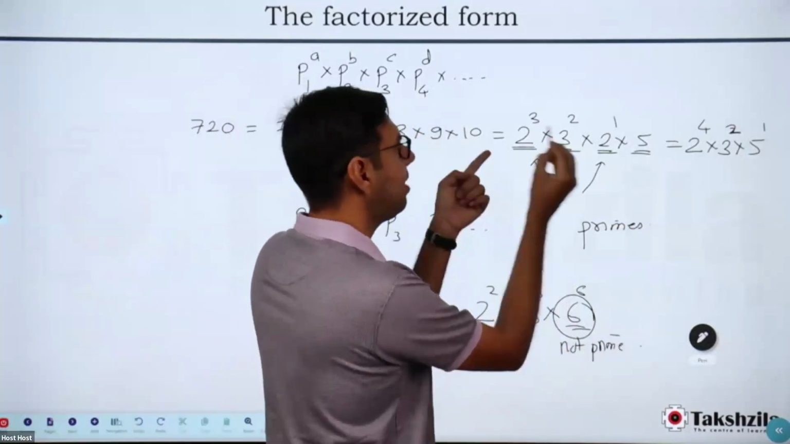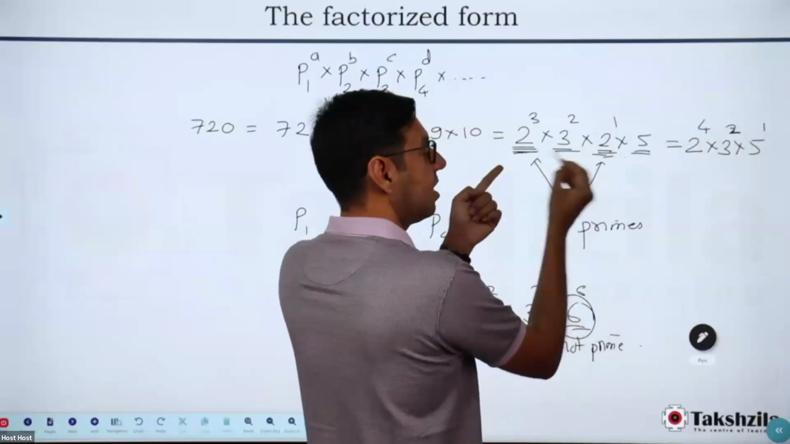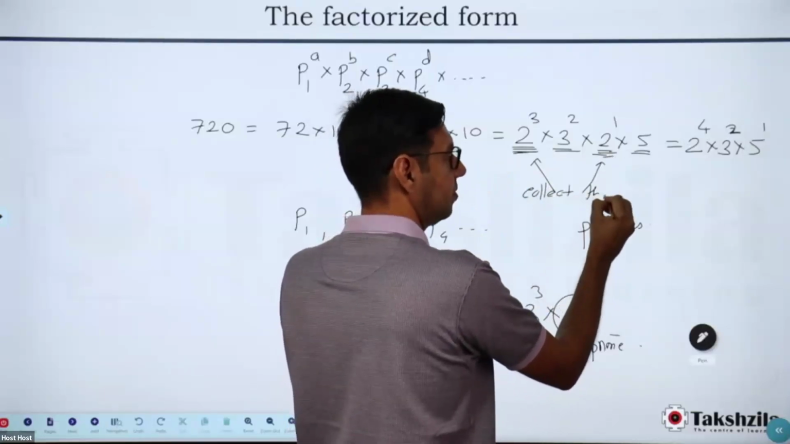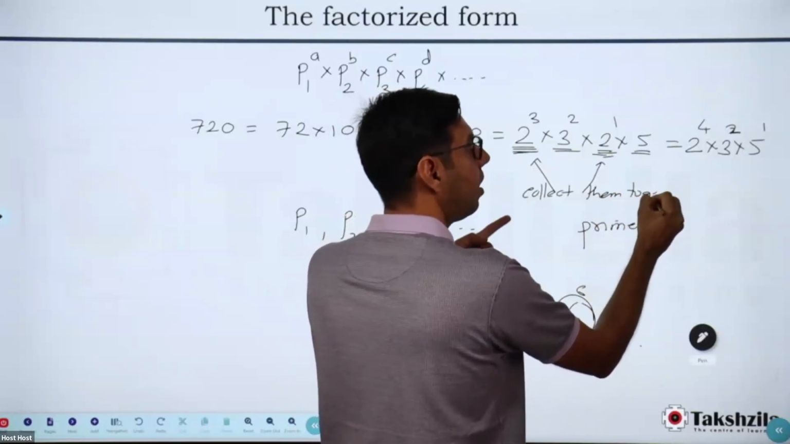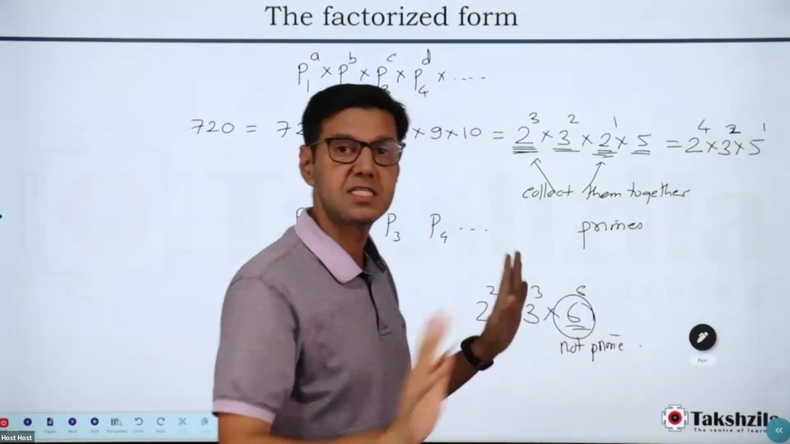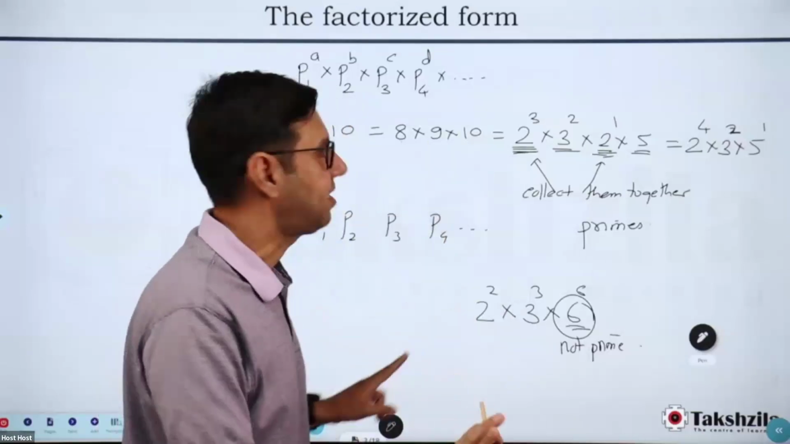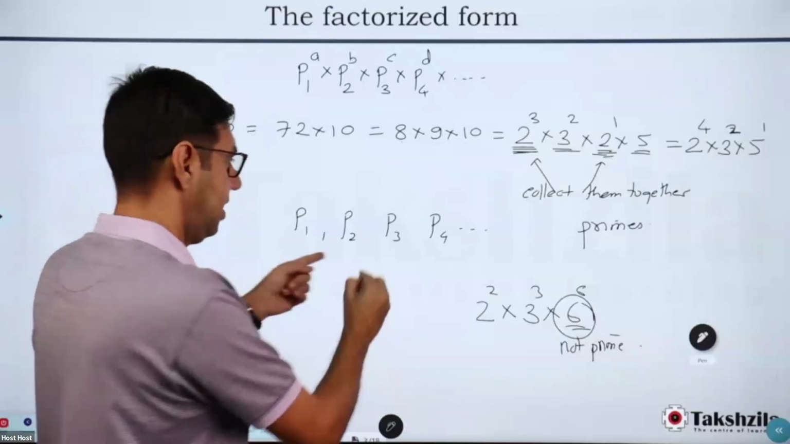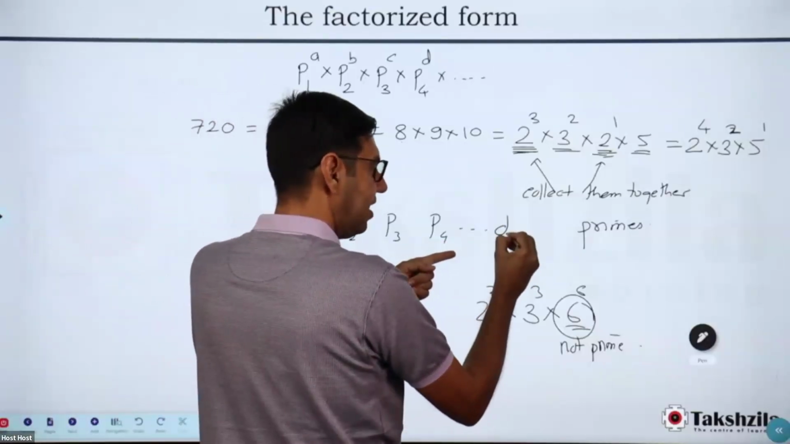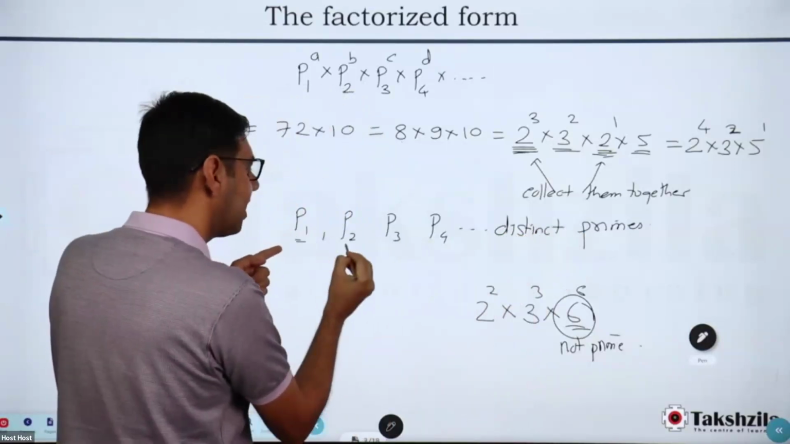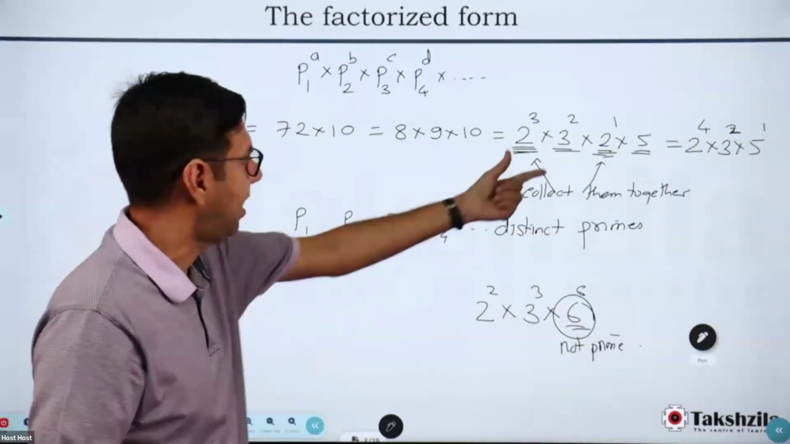This is not a prime. The second error is this: collect the 2's together. If you don't, you are going to get a wrong answer, which we'll see in a moment. Then that is your prime factorized form. So they are primes, and if I want to add a word here, they are distinct primes. Distinct means different. No 2 of them can be the same.